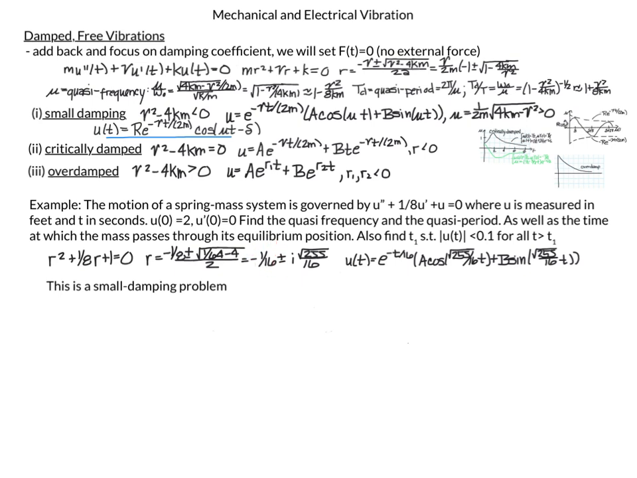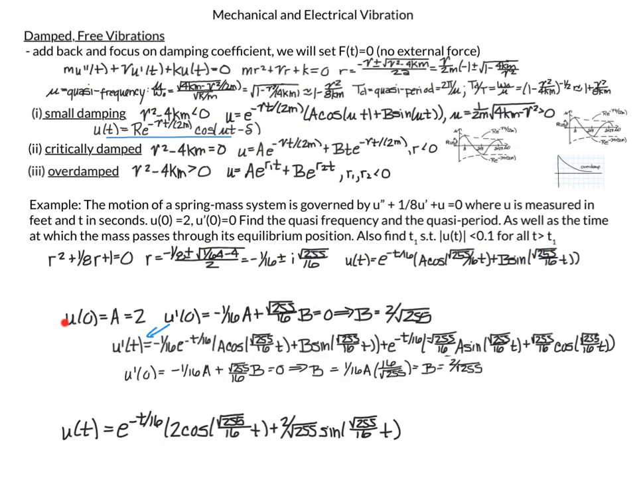e to the minus 1/16 times t, or e to the minus t over 16, times a cosine of square root of 255 over 16 times t, plus b sine square root of 255 over 16 times t. We can use our initial conditions.